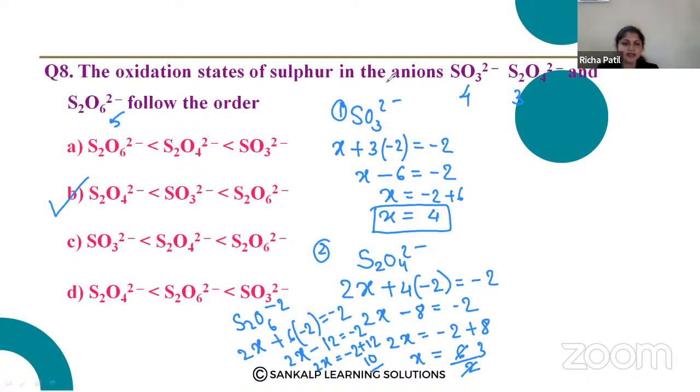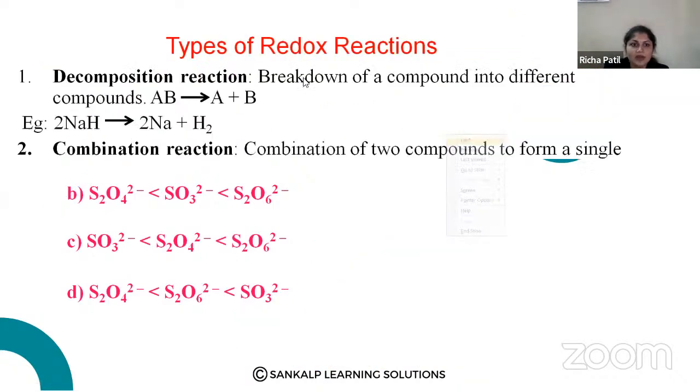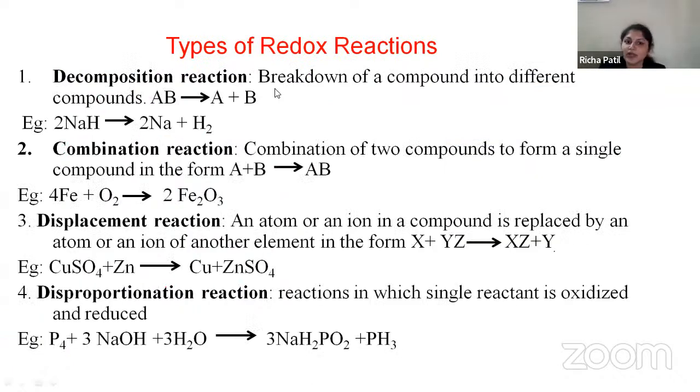So this is the way you're going to solve. Whenever oxidation states are to be calculated, calculate and then try to solve this. Next, types of redox reaction. What are the types of redox reaction? Decomposition reactions: breakdown of a compound into different compounds. Decomposition is nothing but breaking down of a compound. If there is a compound AB, it breaks into A and B.